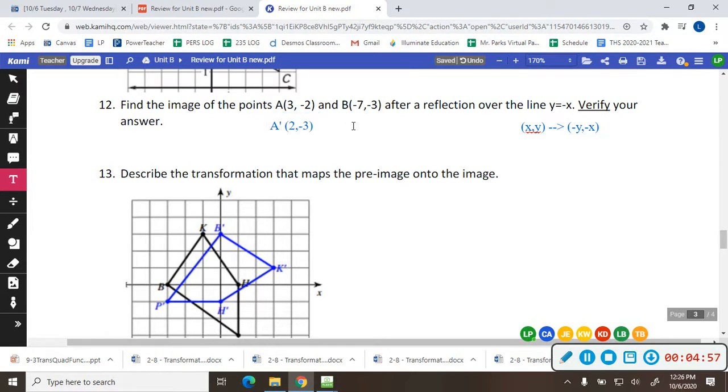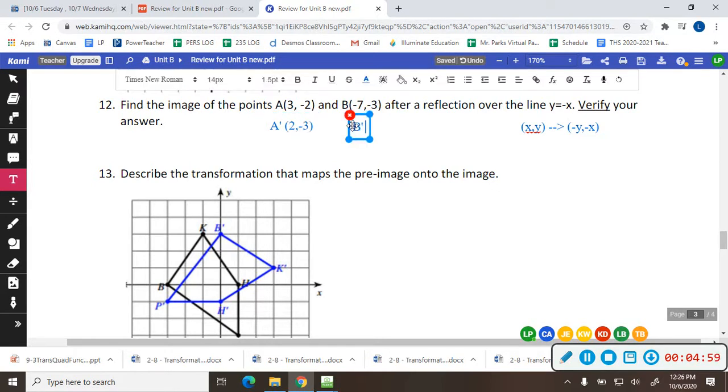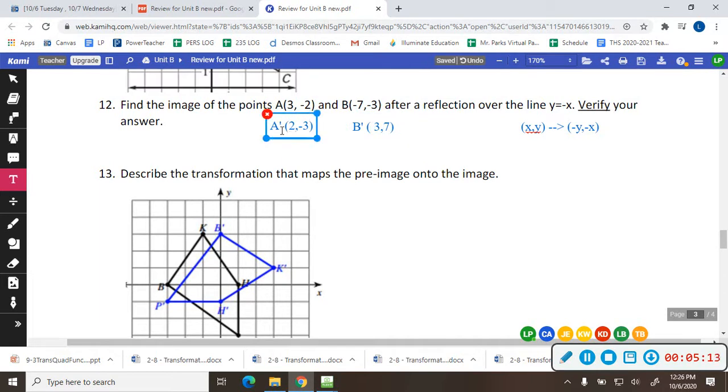And then for B, I just switch the negative 7 and the negative 3. Negate them means change the sign. So I'm going to change that to positive and that to positive. So I already got my answer. My image of A is (2, negative 3). And then my image of B is (3, 7).